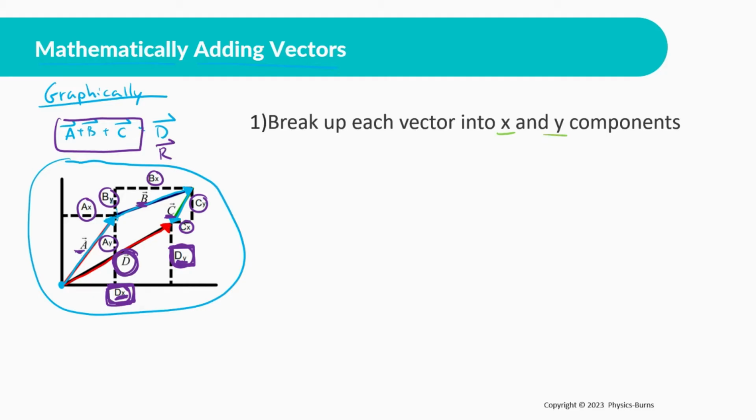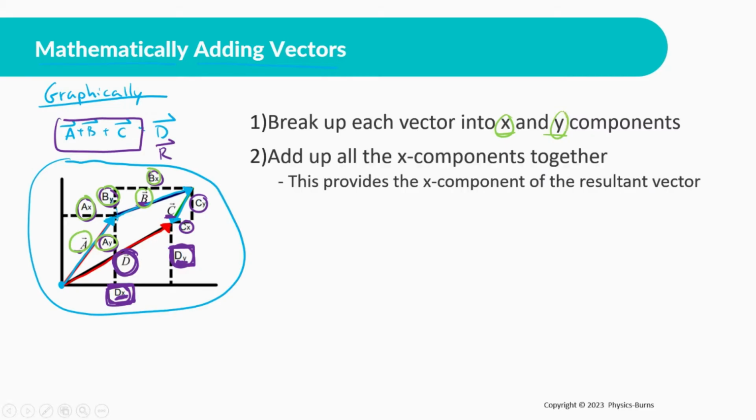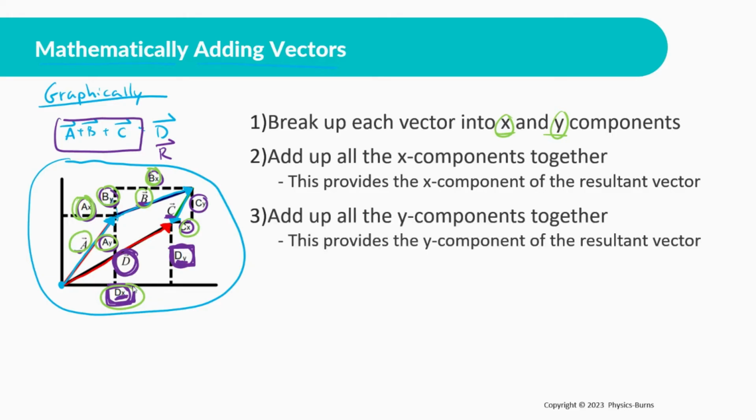What does that mean? As we can see, vector A here, we broke it up to find what A is in x and A in y. Same thing we did with B. We found B in the x and B in the y. So with every vector, we want to find its x component and its y component. That's the first step. Next step is add all of the x components together. This provides the x component of the resultant vector. So once we have Ax, Bx, Cx, we add them all together to get the resultant vector in the x direction.